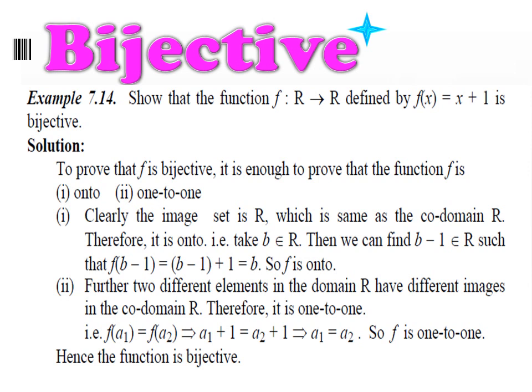Then we have proved that f is onto and f is 1 to 1. Then it is called a bijective function. When f is a 1 to 1 function, it is called an injective function. When f is an onto function, it is called surjective. Then when f is both 1 to 1 and onto, it is called a bijective function.